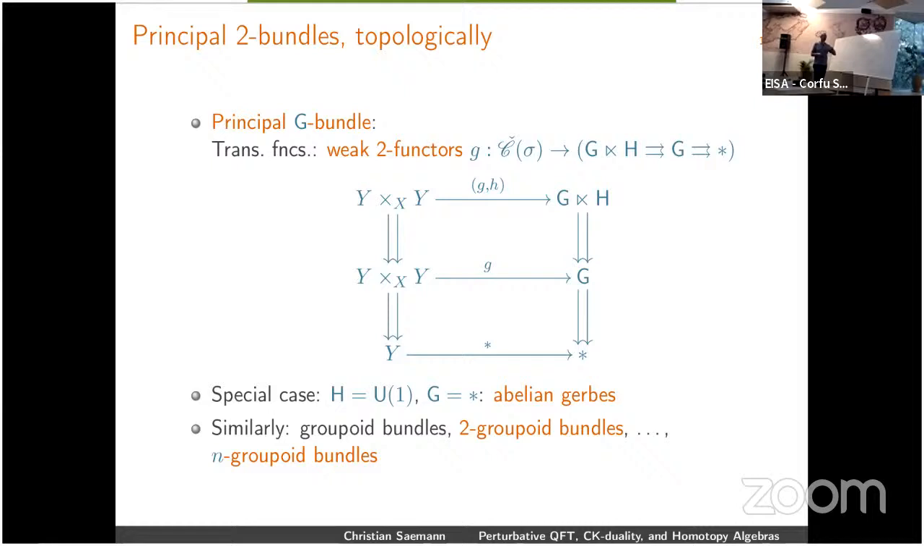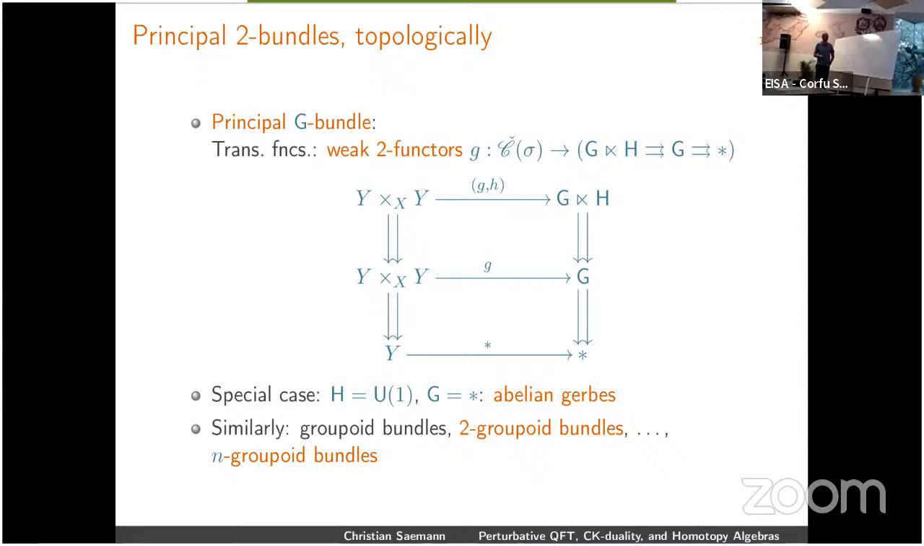In the special case where just H is non-trivial and G is trivial, you get abelian gerbes. And in the special case where H is trivial, you just get principal bundles, right? And similarly, if I put something here, I get groupoid bundles. If all of this is non-trivial, I get two groupoid bundles. If I put here a whole tower, I get infinity groupoid bundles, right? Everything is immediately contained in this picture, and you have no wiggle room essentially in how you define these things, so that's all done.